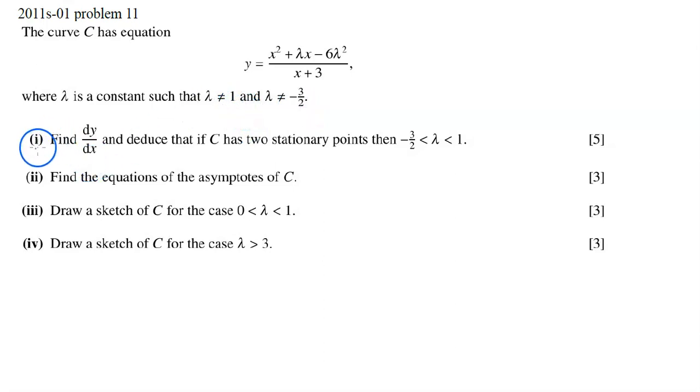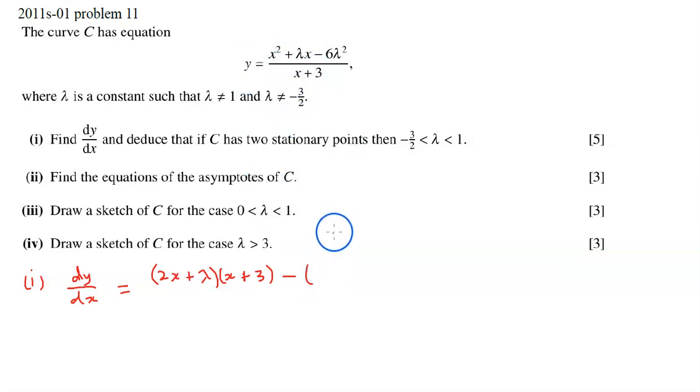Part I says find dy over dx and deduce that if C has two stationary points, then negative 3 over 2 is less than lambda less than 1. No problem. So we can find dy over dx just by using the quotient rule. So dy over dx is equal to 2x plus lambda. Remember, lambda is a constant, so don't worry about that. Don't worry about the minus 6 lambda squared, times x plus 3, and then minus the derivative of x plus 3, which is actually just 1.